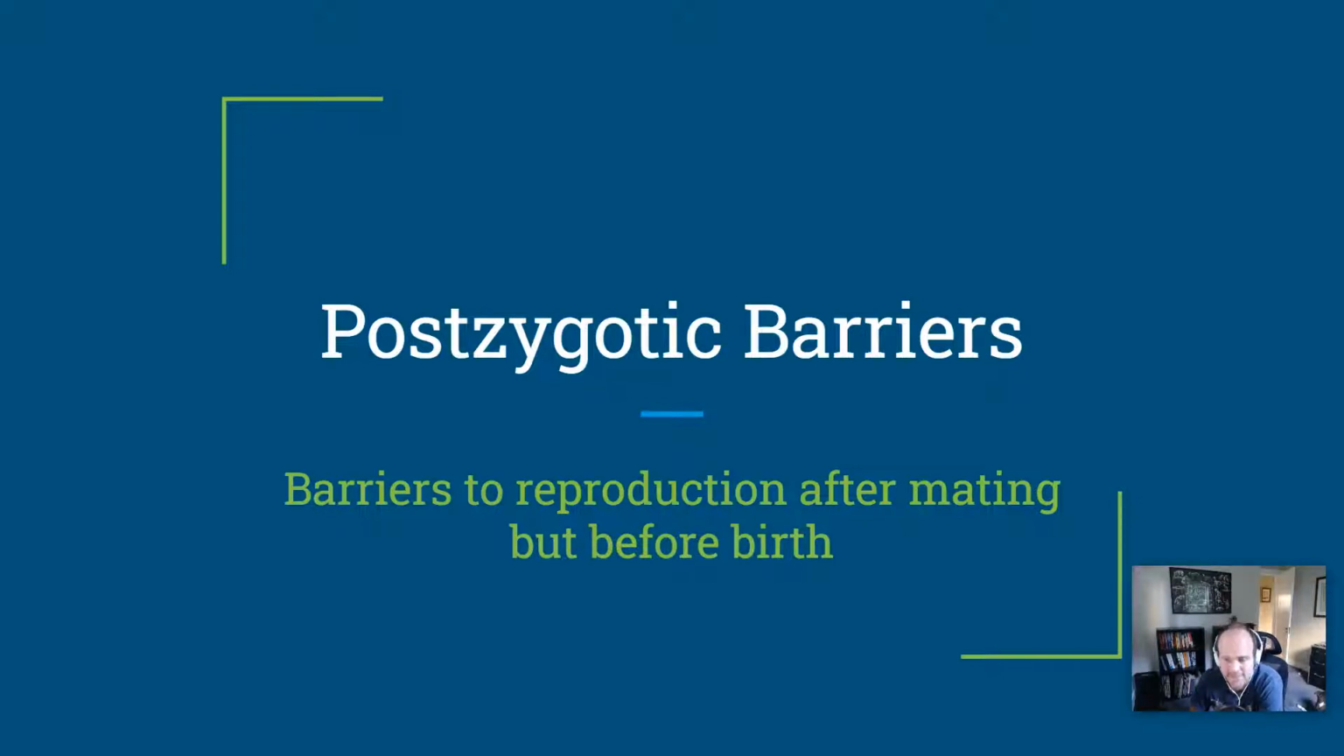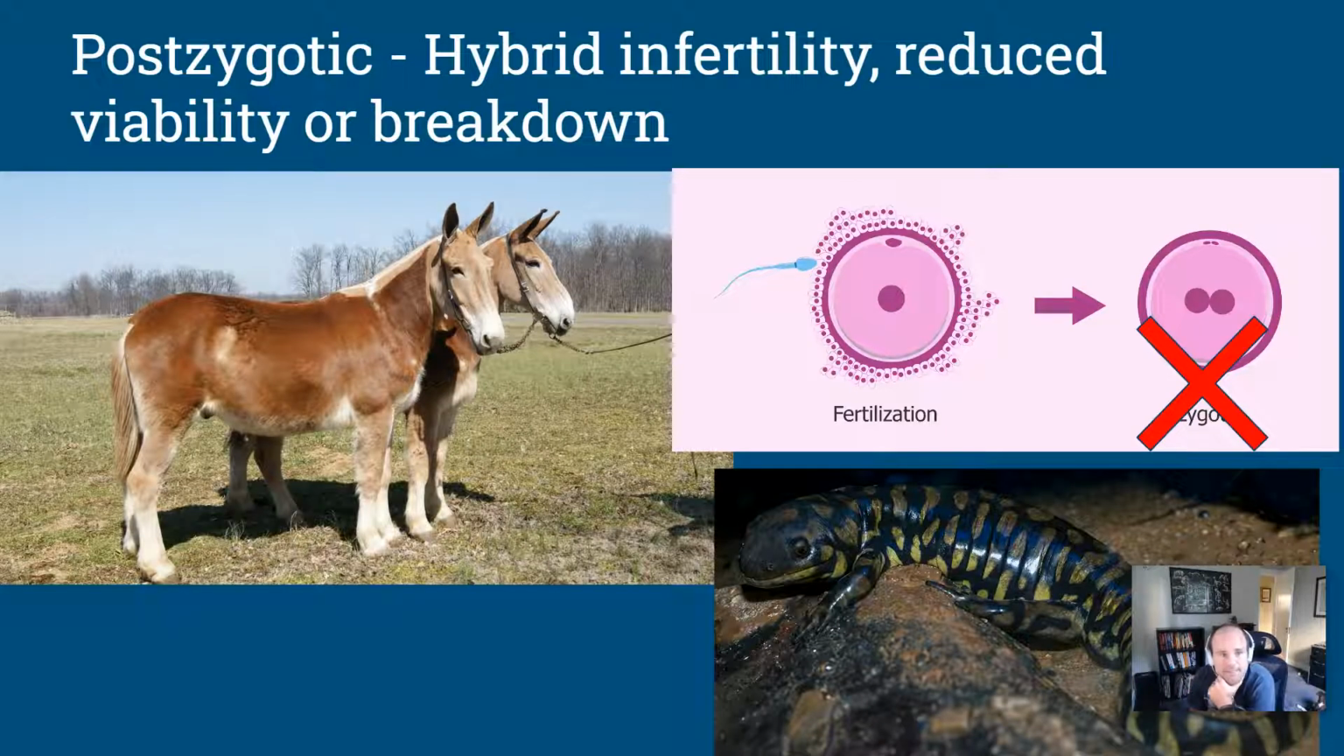Remember, a zygote is what you have when a sperm and egg fuse together. So you now have something that can develop into offspring. That is a zygote. So post-zygotic barrier means after fertilization, after mating has occurred, so two animals or two plants have tried. Some of those barriers are things like hybrid infertility, reduced viability, or hybrid breakdown. Let's talk about all of these.